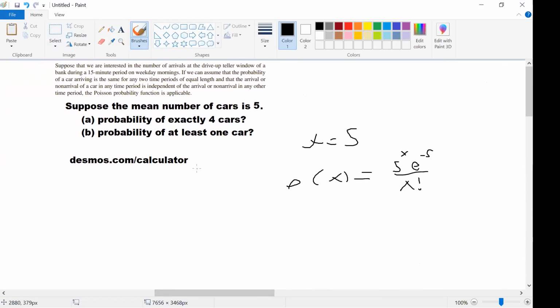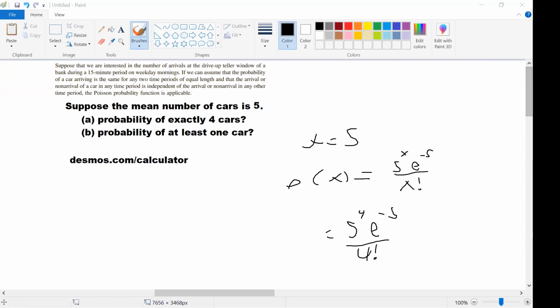So in the case of part A, we're just going to plug in x equals 4. So in this case, this will be 5 to the power of 4 times e to the power of negative 5 divided by 4 factorial. If you type that into WebWork, it should accept that. Just outright calculate that for you.